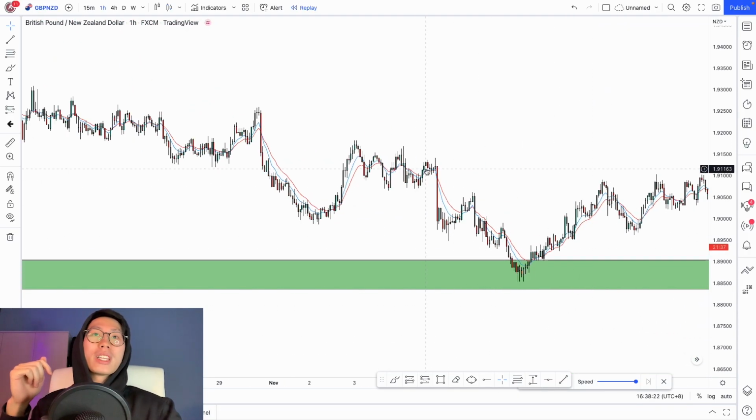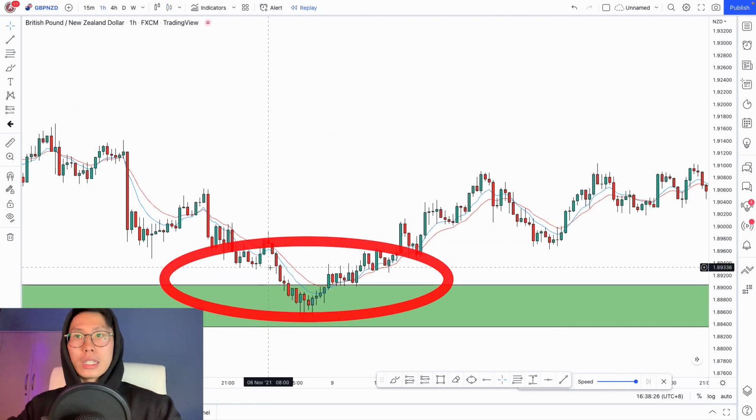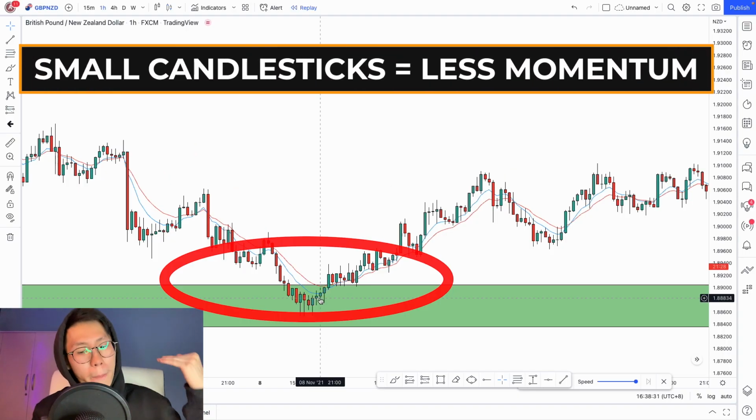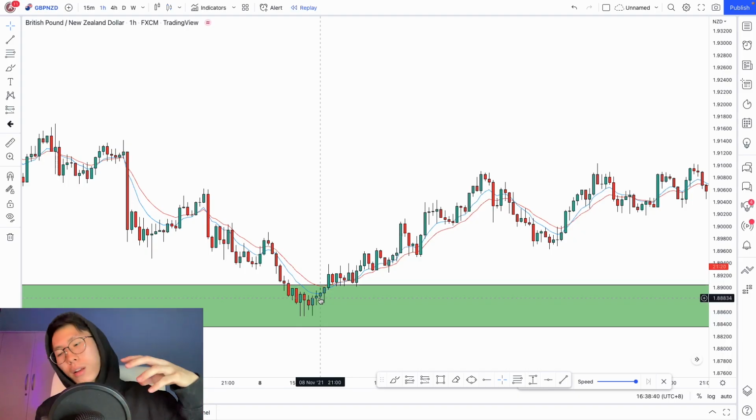And you can see when price approaches this level, the candlesticks are getting smaller and smaller. Small candlesticks tell us that there is not much selling pressure. There is not much momentum to push the price down and break past this level. The buyers are going to come in and take over the market.